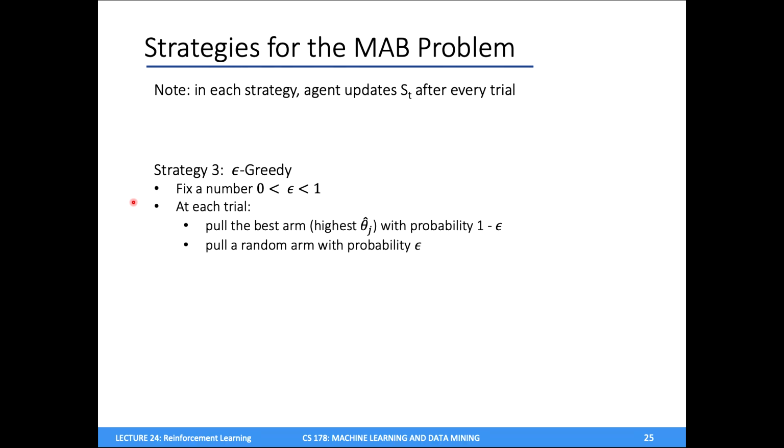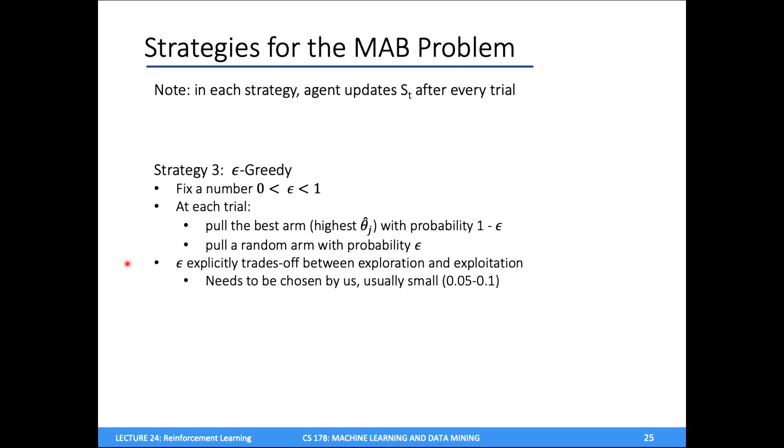At each trial, I'm going to pull the best arm, doing exploitation, with probability 1 minus epsilon. Then with probability epsilon, I'm just going to pick a random arm. This is going to be my exploration step. So here I'm randomly mixing together both exploitation and exploration. This parameter epsilon is explicitly giving us a handle, a knob to tune that trades off between exploration and exploitation in this problem.